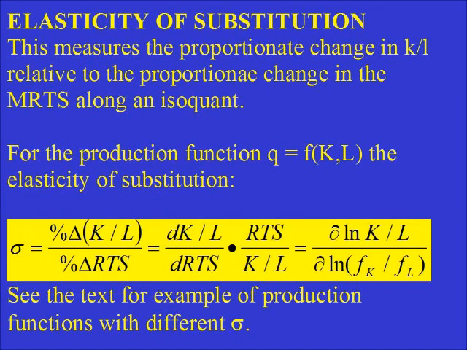Now, the percentage changes can be approximated using the natural log function. In this case, we can rewrite that as the partial of the log of the ratio of capital over labor with respect to the ratio of the marginal product of capital over the marginal product of labor, which, as we know, is the marginal rate of technical substitution. Go ahead and see the text for examples of production functions with different elasticities of substitution.